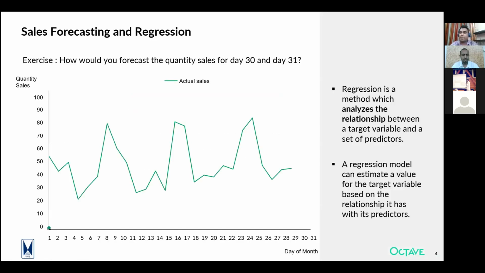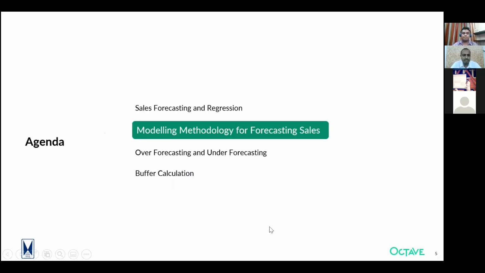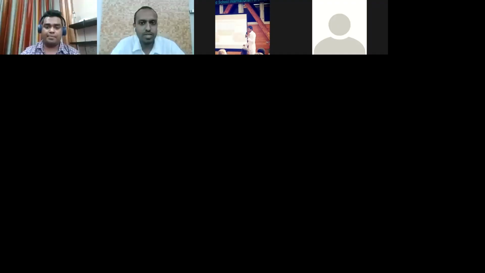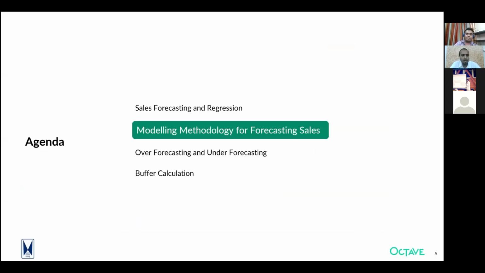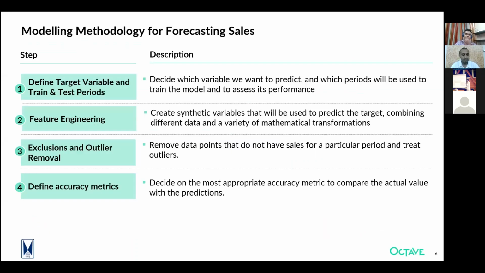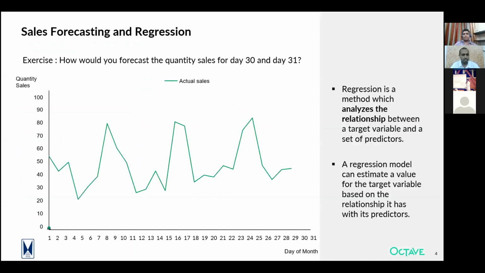Anuk? Yeah. On Masterclass 1, we discussed what a regression model would do and about the relationship between the independent variables and the dependent variables. On Masterclass 2, we plan to discuss how we could use the core principles of regression analysis to forecast the sales. So if you could stay on the screen, yeah.